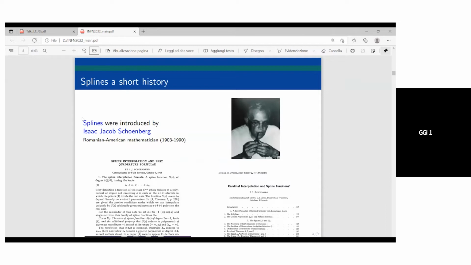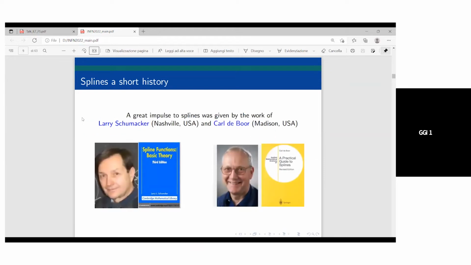Splines, as a mathematical tool, were introduced by Schoenberg, a Romanian American mathematician, who in the 60s worked a lot on the subject, providing very important mathematical results. He was working with them for quadrature rules, for cardinal interpolation, many different types of applications. But then a great impulse to the spline domain was given by Larry Schumaker and Carl de Boor. They are still alive and still active in the domain, and they both wrote two crucial books. One is more theoretical and the other is a practical guide to splines that I would recommend you to read in case you want to use splines.